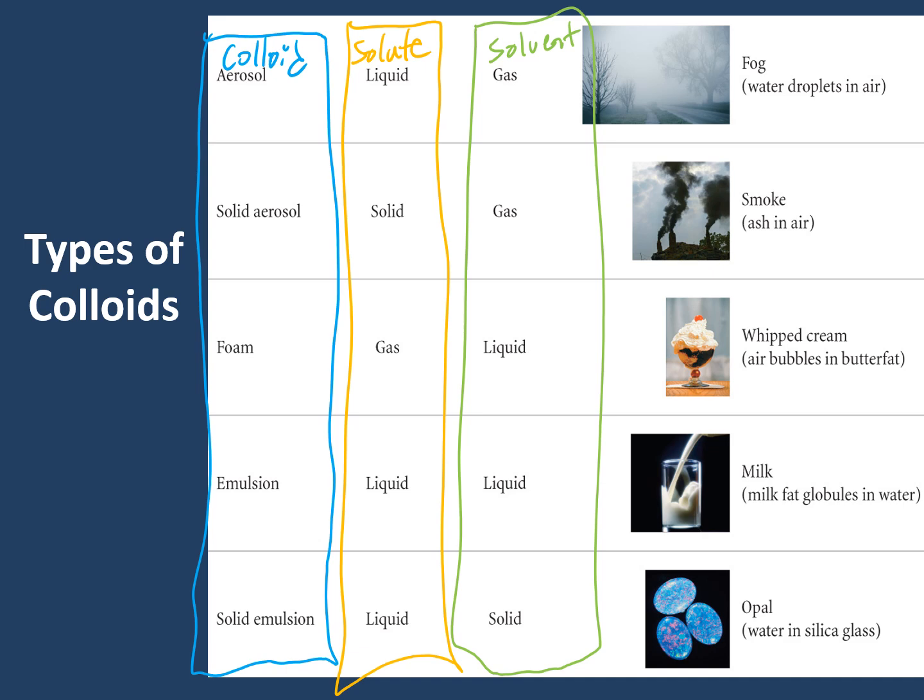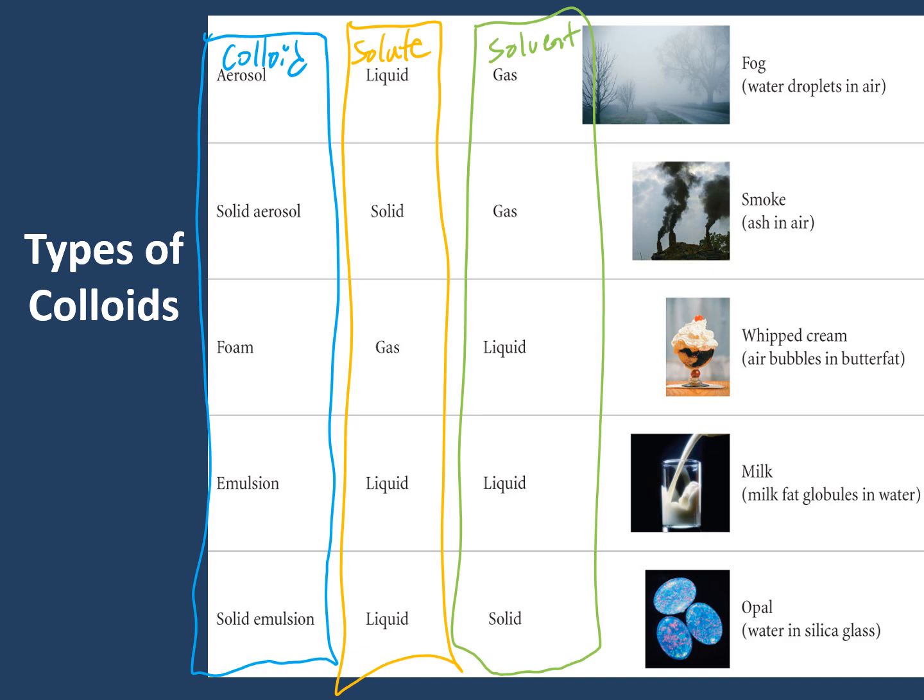Foam is a gas in a liquid. And again, one of my other guilty pleasures, whipped cream, is an example of a foam, or shaving cream is another one. In whipped cream, it's air bubbles dispersed in a liquid. So this is kind of like the opposite of an aerosol. You have the gas being the particle and the liquid being the substance it's dispersed in.